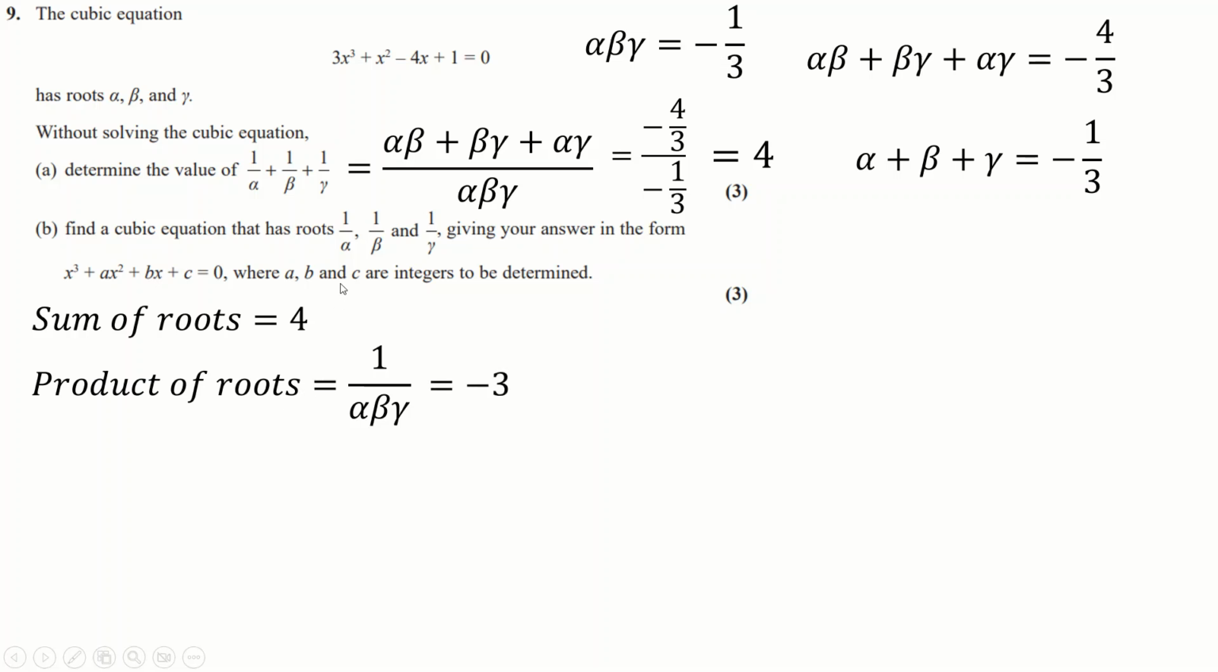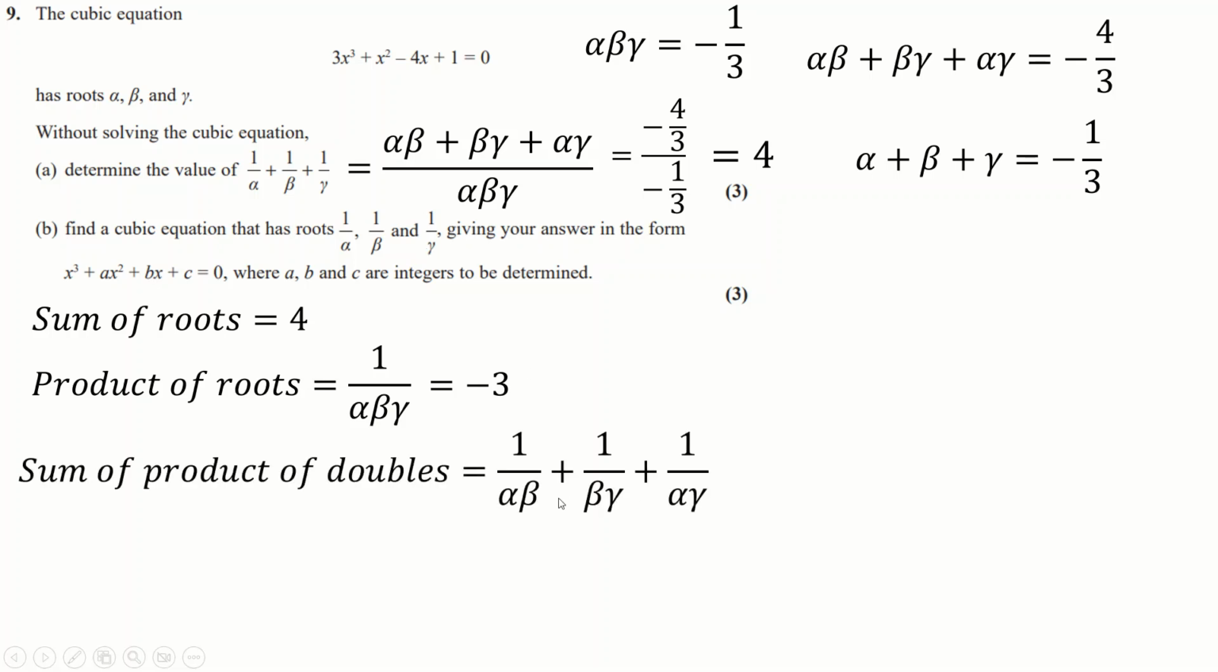And the sum of the pair products of roots, so this times this plus this times this plus this times this, well, I can put these together a little bit, times this by gamma over gamma, this by alpha over alpha, this times beta over beta, put them together, this becomes alpha plus beta plus gamma on the top, which is this, and this, of course, is just this, and we get minus a third over minus a third, which is just 1.